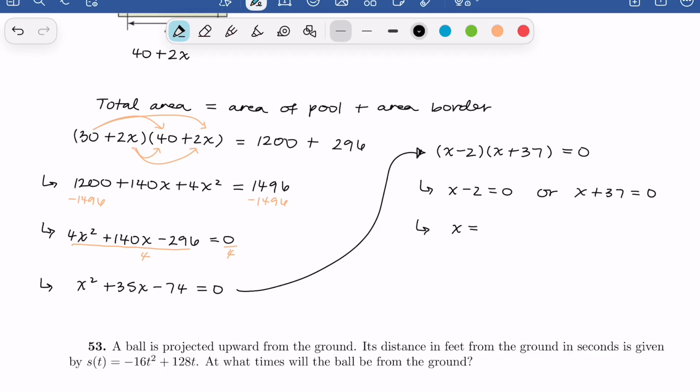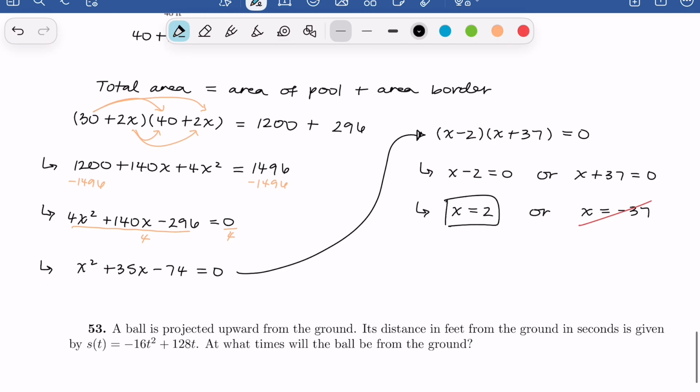Solving for x, I'm going to end up with x is equal to 2 or x is equal to negative 37. Now again, we're talking about the width, so we can't have a negative measurement. So our only solution here is going to be x is equal to 2. So this tells us the strip will be 2 feet wide.